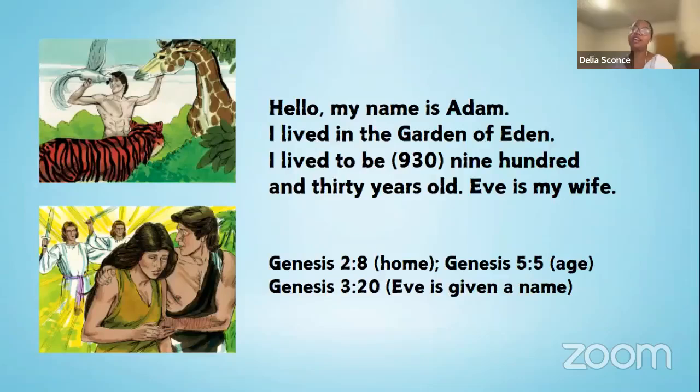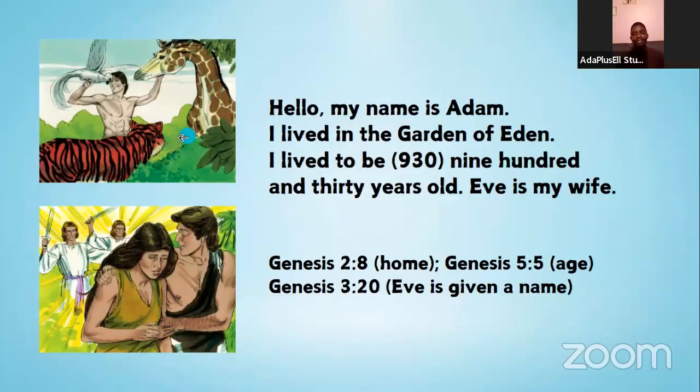Now we're at our Bible characters. So we're going to use this as a revision for everything that we went over. And we'd like if someone could attempt to read it after we're done giving an example. So our first Bible character here would be Adam. Hello, my name is Adam. I lived in the Garden of Eden. I lived to be 930 years old. Eve is my wife.